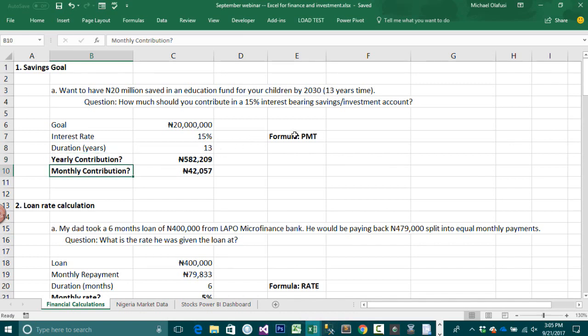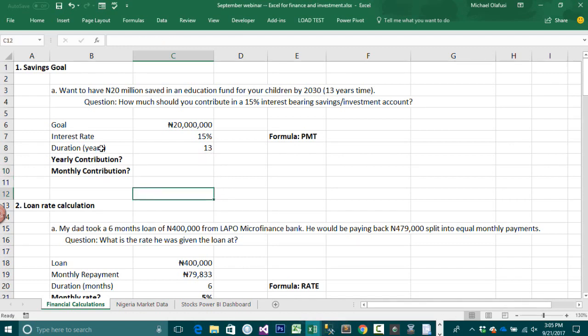So the formula we're going to be using is the formula number one you have to be very familiar with in using Excel for financial calculations. PMT. That's the name of the formula. So I'm going to wipe out what I've done in here, and then we're going to do the calculations together.